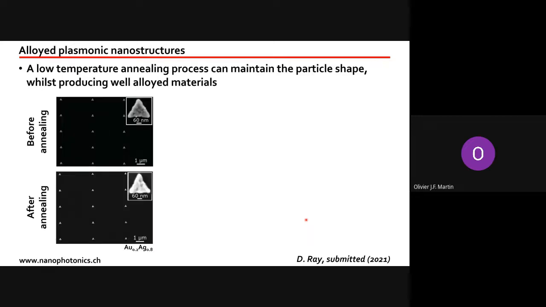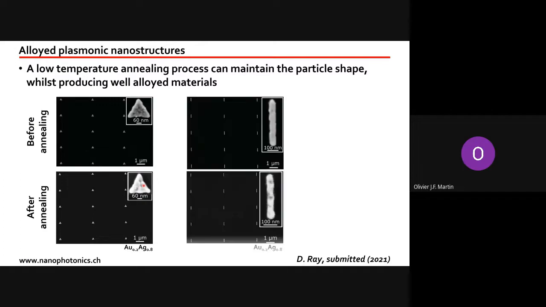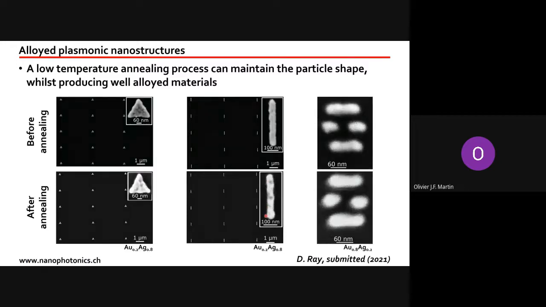And what's really nice is that if you try to make shapes like triangles, we've seen at the very beginning that the triangle had this very strong optical response. This is the structure before annealing, and this is the structure after the low temperature annealing. And you see that the shape is really very well maintained. You can do long structures. You can have a high aspect ratio, and the shape is also well maintained. Or you can do what we call photoresonant structures. So it's a collection of 4 nanostructures, again made out of the alloy with that stoichiometry. And you see that after alloying, it is very well preserved.